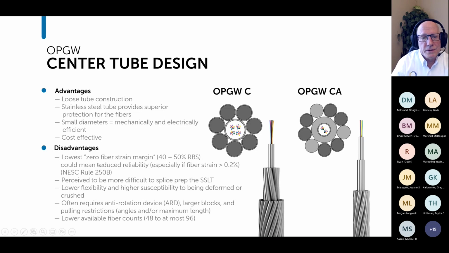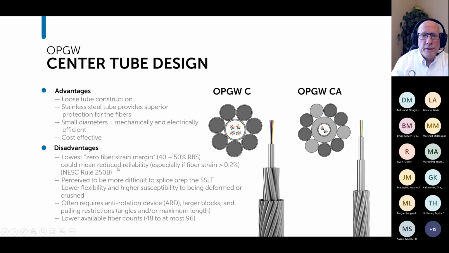Relative to the other two, this is a significant disadvantage because your NESC Rule 250B traditional loading limits allow the tension under loaded conditions, regardless of the loading district, to be 60%. So you've potentially got a gap where the fibers could be experiencing some tension or strain, which could mean reduced reliability. That's going to be especially so if that fiber strain gets above about 0.2%.